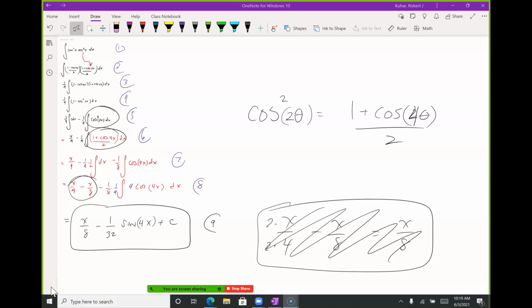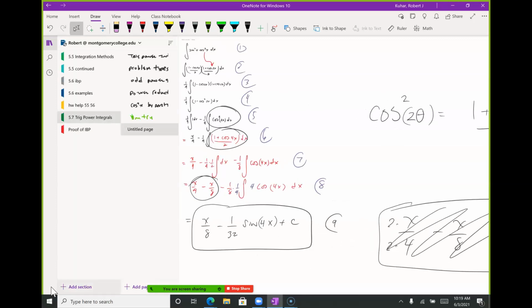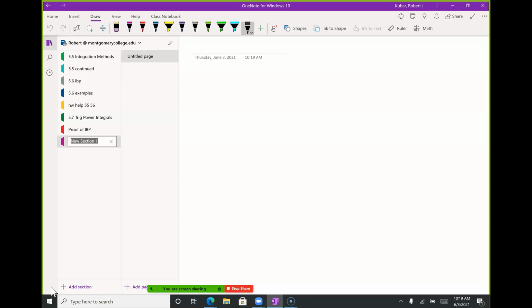Do them all in one. So I'm trying to break it up like this every time. So this is still 5.7, okay? But we're talking about 5.7 trig substitutions.